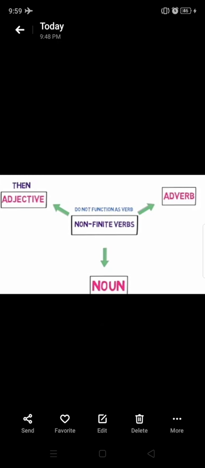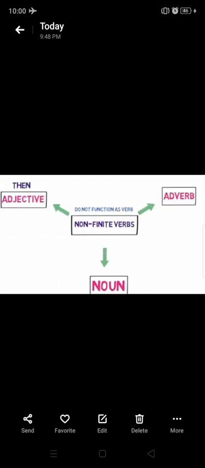So, what we have studied in this video lesson is that there are three functions of a non-finite verb, that is to act like an adjective, like a noun, and like an adverb in a sentence. So finally, in our next video lesson, we would be learning the three types of non-finite verbs. Now here, this is the function of a non-finite verb as an adjective, noun, and adverb.